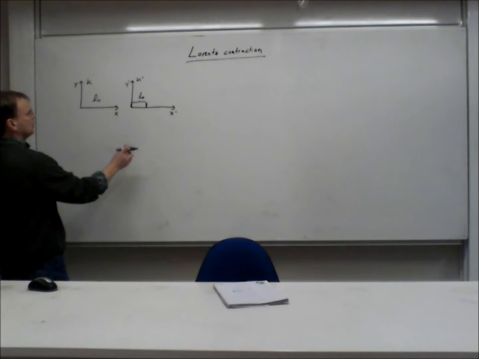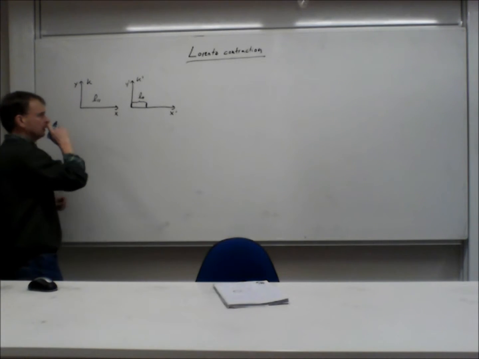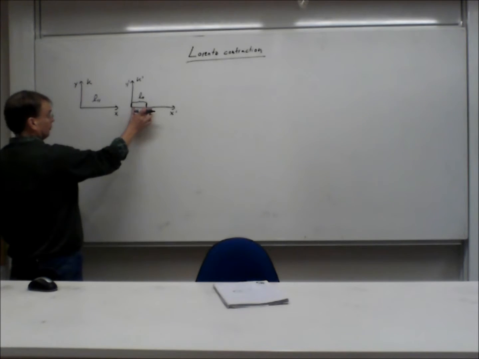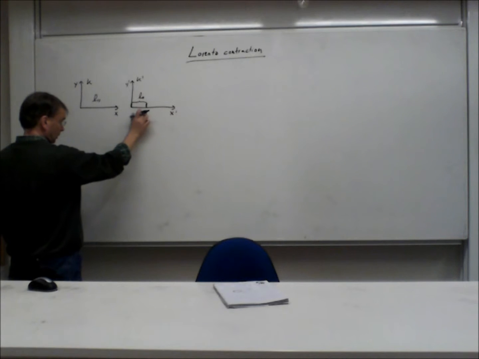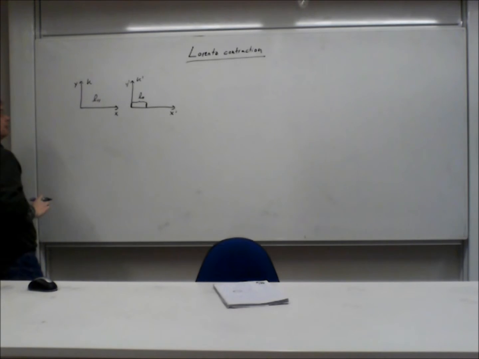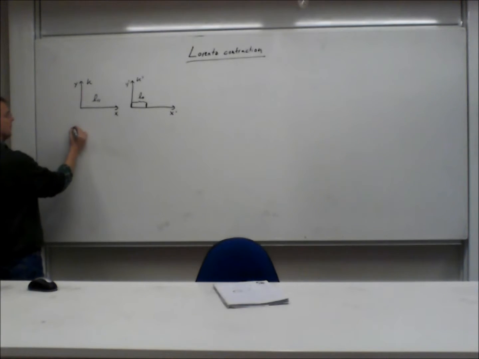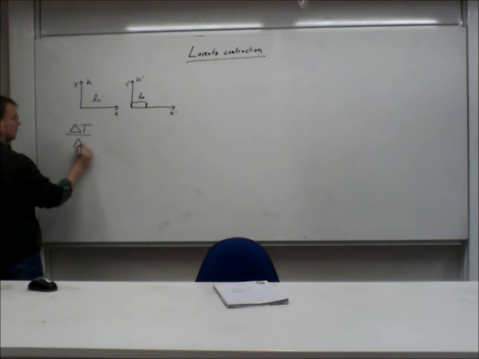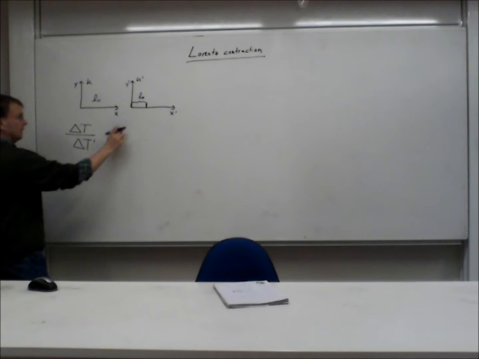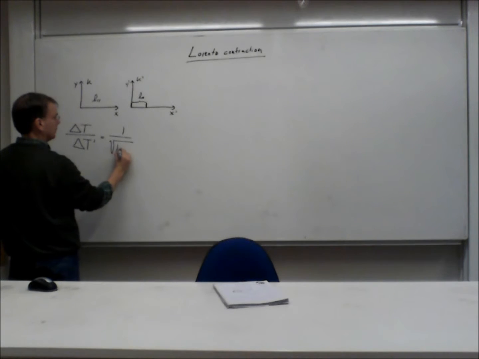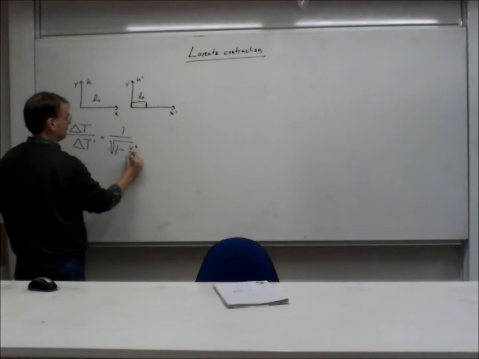We know that a clock will show different time in these two systems. A time interval, which is defined by a clock which is moving with this system, will appear different in this system. And this is the time dilation. So a time interval in a system where a clock is moving divided by the time interval where the clock is at rest, as here, is 1 over the square root of 1 minus u squared divided by c squared.